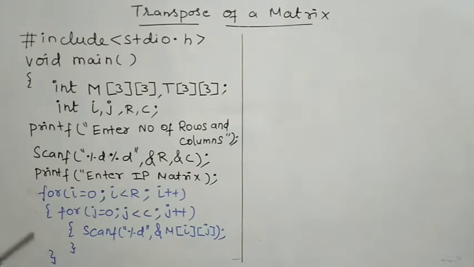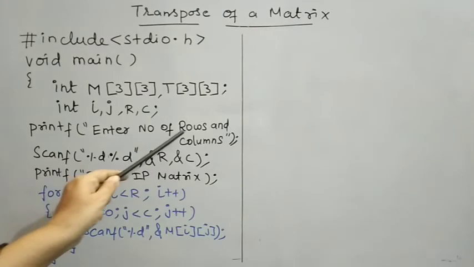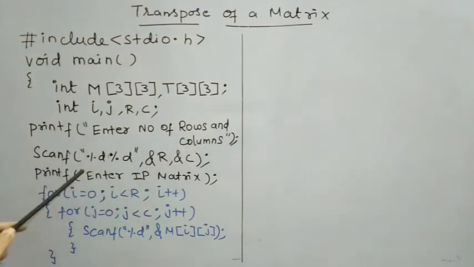Before we get the elements in the input matrix, we are supposed to get the number of rows and columns in the input matrix, that is R and C. After getting that, using this nested for loop, we are going to get the elements in my input matrix. This outer for loop has a loop variable I, which is going to hold the index position of rows.